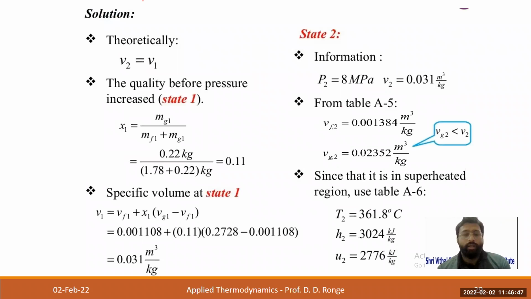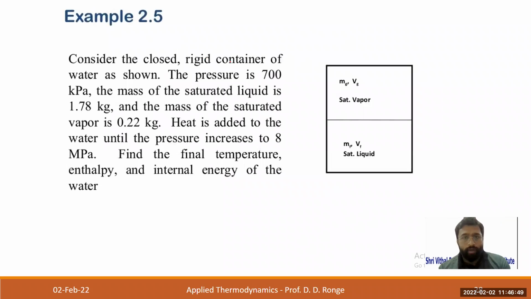So the question here is: consider a closed rigid container of water as shown. Pressure is 700 kilopascal, or we can say 7 bar. Mass of saturated liquid is 1.78 kg, and the mass of saturated vapor is 0.22 kg. Total mass, how much will it be? 1.78 plus 0.22, that is 2 kg.